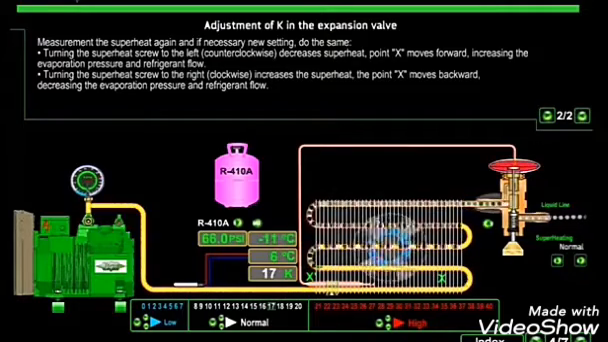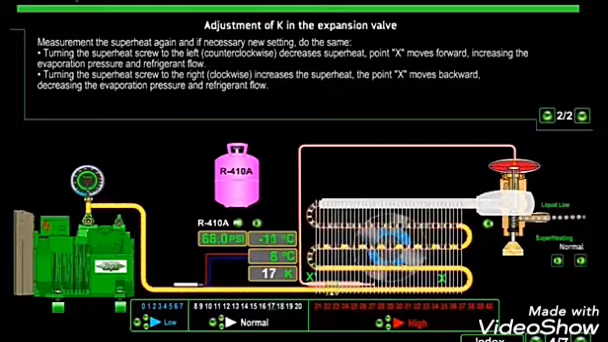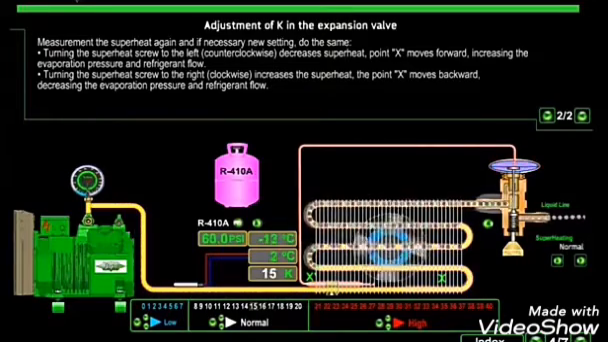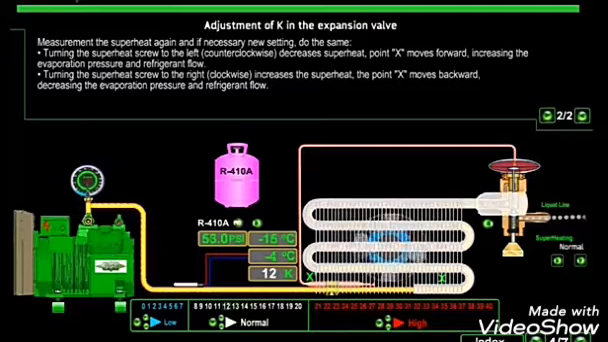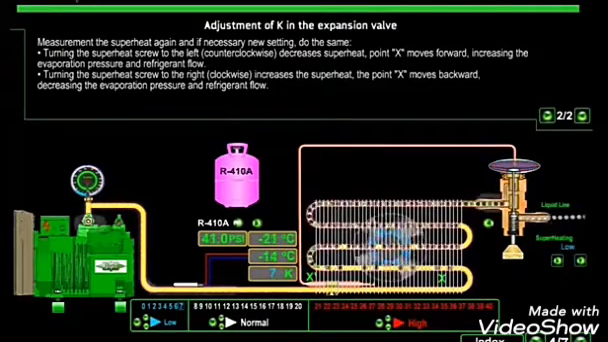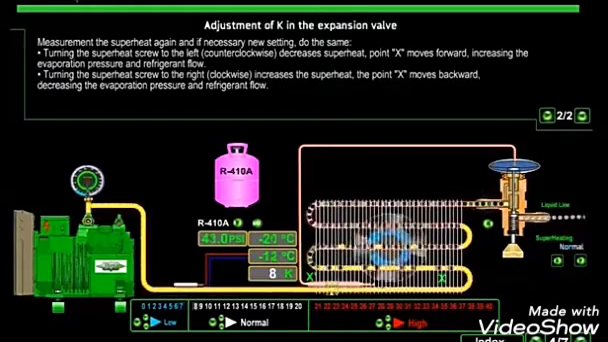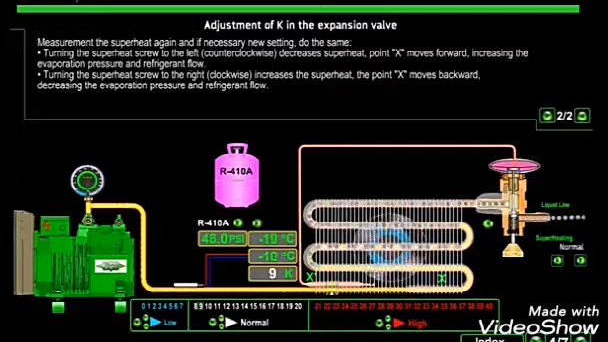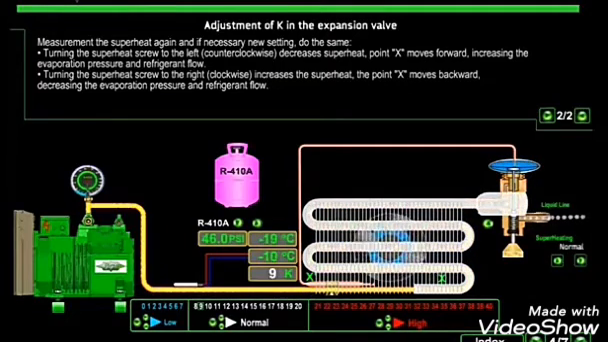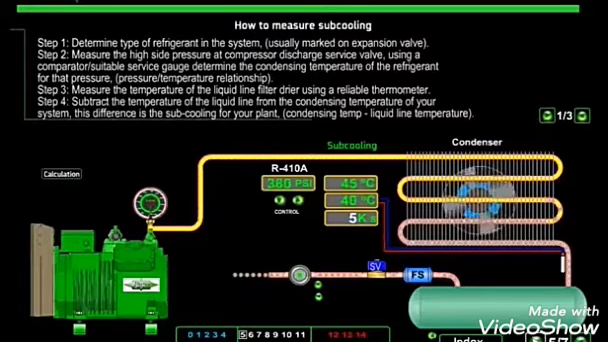The useful superheat. The refrigerant is equal to R-410A. The suction pressure is equal to 4.6 bar. The evaporator temperature is equal to minus 19 degrees Celsius. The suction temperature at the evaporator outlet is equal to minus 13 degrees Celsius. The useful superheat is equal to minus 13 minus minus 19, which is equal to 6 Kelvin.